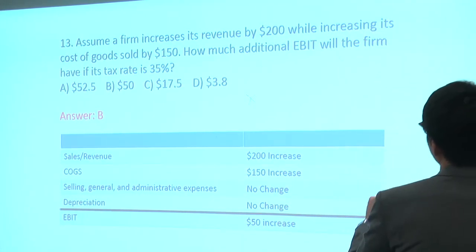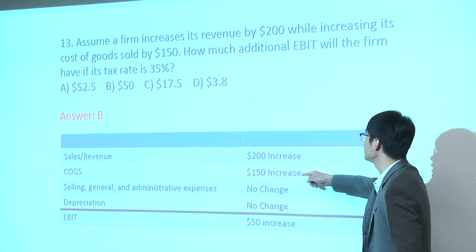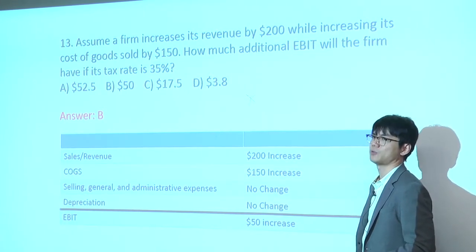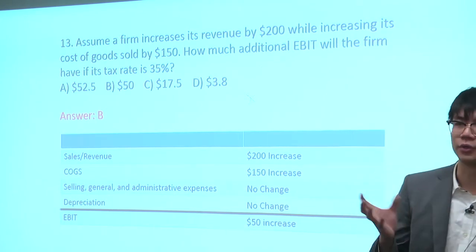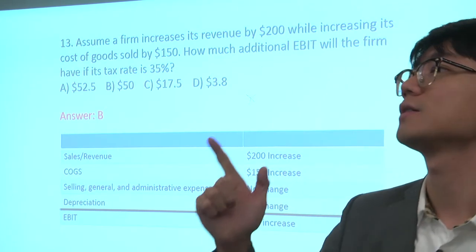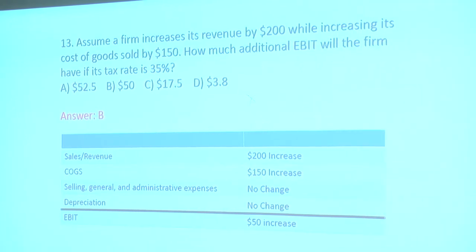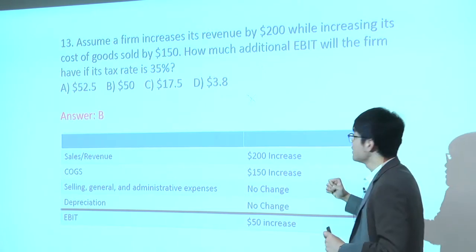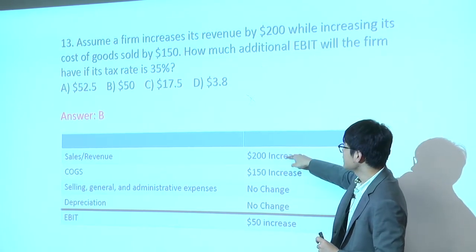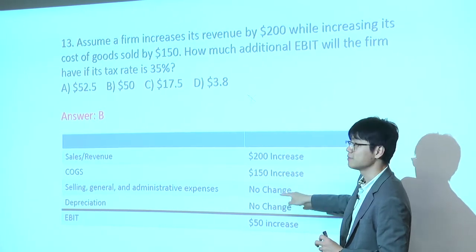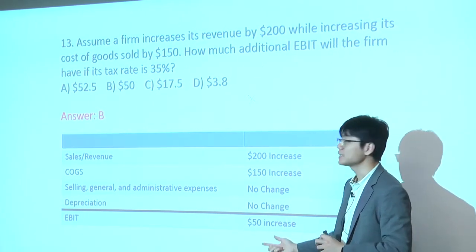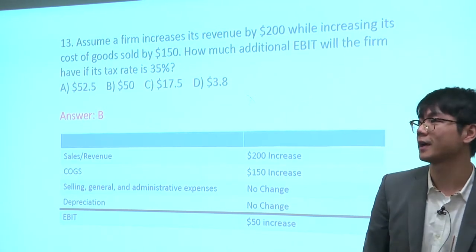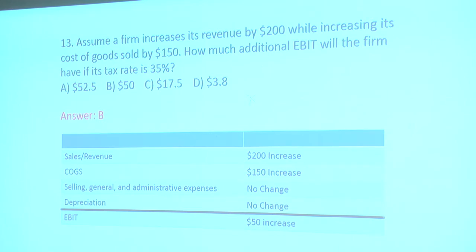So you have a $200 increase in the sales and revenue. You have a $150 increase in the cost of goods sold. So what kind of mathematical operation do we do with those two to get EBIT? Yes, you subtract, right? To get EBIT, we use sales or revenue minus cost of goods sold minus expenses minus depreciation, right? So there will be a net $50 increase in EBIT. We never use that corporate tax thing. So the answer is B. $50.